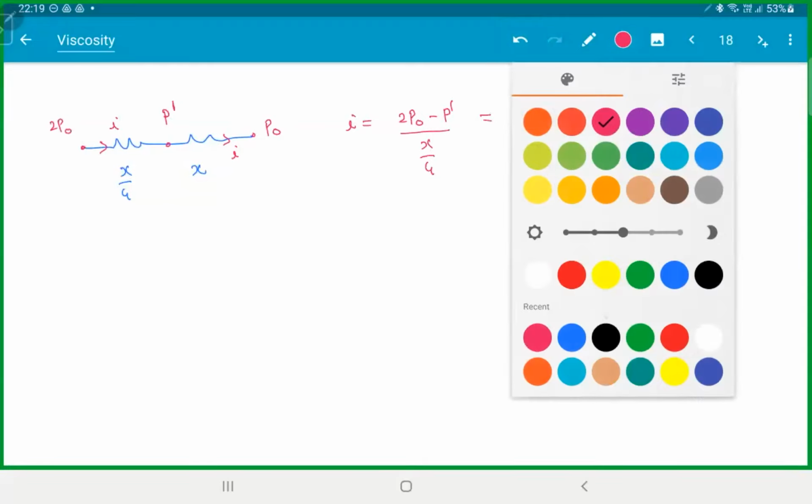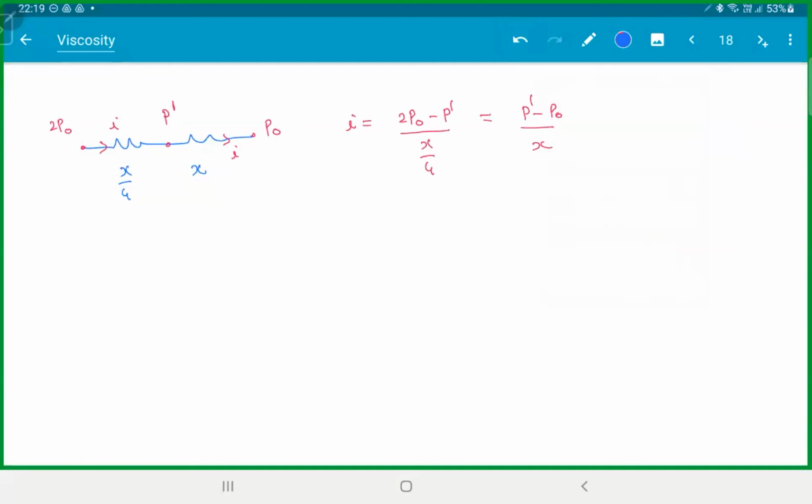Whenever you want to find the pressure at the interface, we don't need the exact values. We just need ratios. X and X will cancel. You end up with 4 into 2P naught minus P dash is equal to P dash minus P naught. That gives 9P naught is equal to 5P dash. 33P naught is equal to 17P dash. So P dash will be 33P naught by 17. Please check.